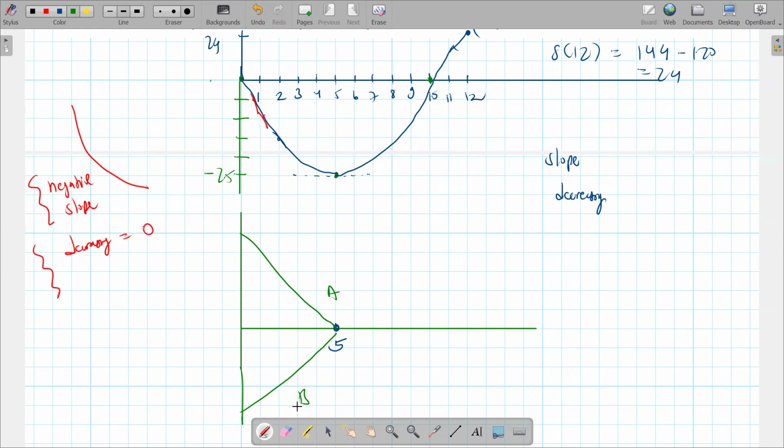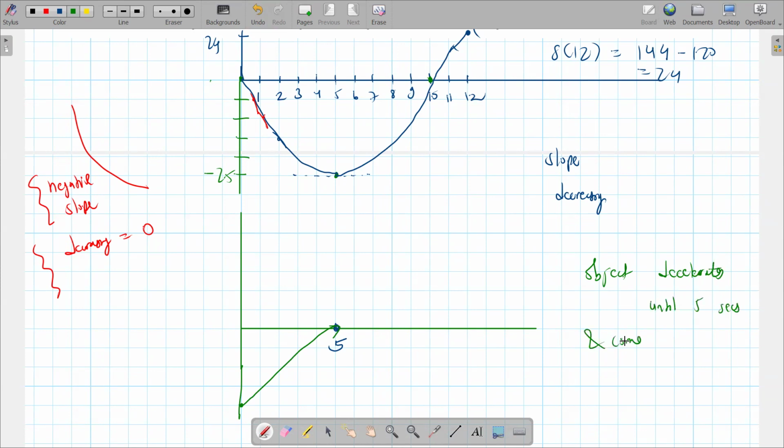It's B, yes, because it's becoming 0 from a negative direction. So this will be the pathway. So the object decelerates until 5 seconds. Decelerate means slows down and comes to a complete stop. So this is the motion.